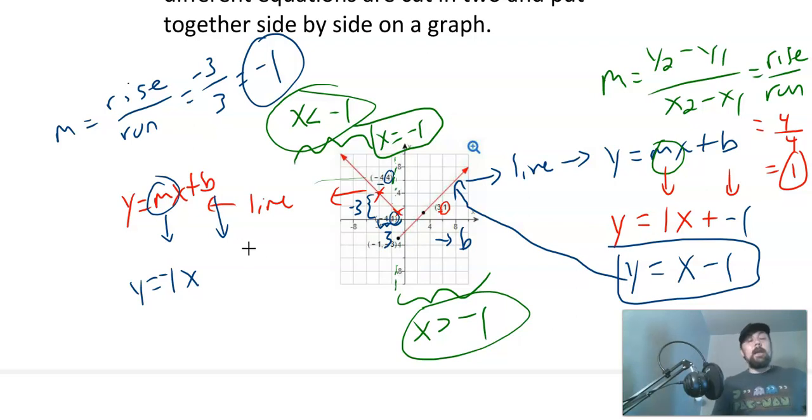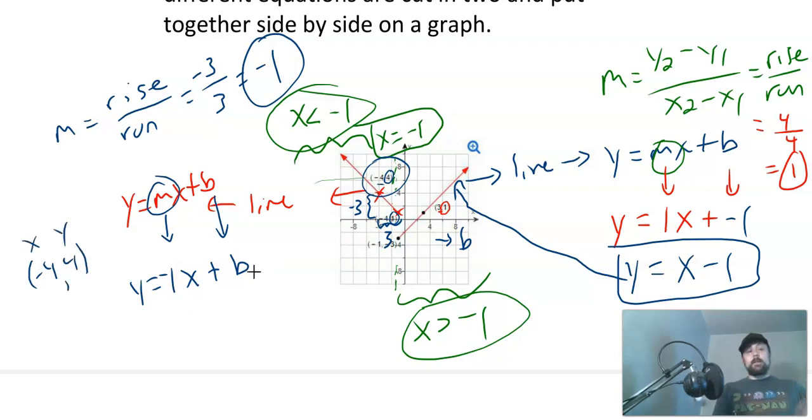But the value for b is still going to be the number where the graph would have crossed the y-axis if it were allowed to continue. Now, if you can't tell from the graph you were given where it would end up crossing the y-axis, you can calculate it. Just put plus b here, take one of your points like this one, (-4, 4), and plug that in for x and y, and then you can solve for b.